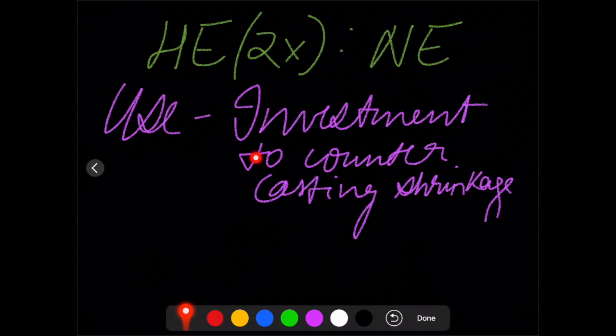Now, why is this hygroscopic expansion useful? The hygroscopic setting expansion can be used for investment materials that are gypsum based to counter the casting shrinkage. So the casting tends to shrink. So if the gypsum product expands in relation to this shrinkage, it may maintain the normal size of the casting.